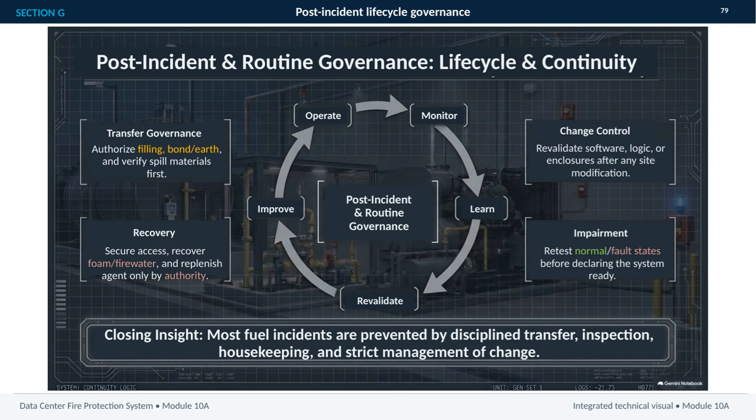The central message is simple. Most fuel incidents are prevented through disciplined transfer, thorough inspection, good housekeeping, and strict management of change. Governance is not a one-time response. It is the continuous process that preserves protection and operational continuity.